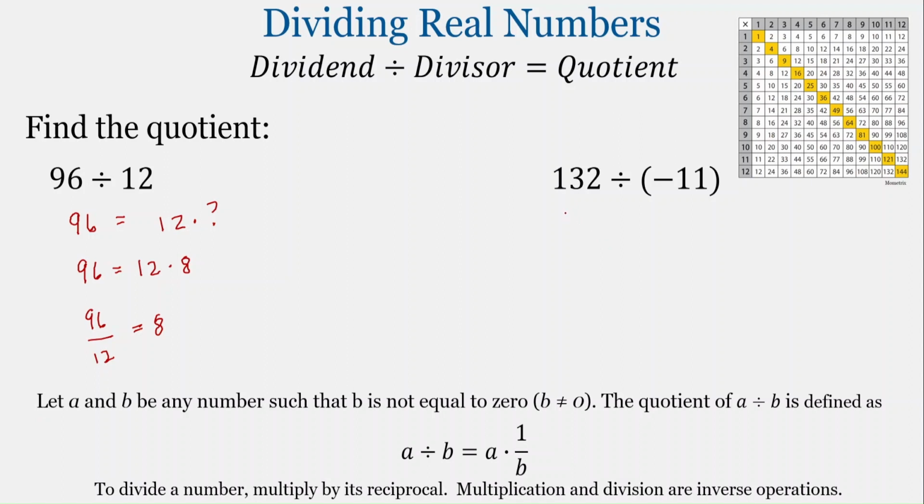In this case, we have 132. Well, that's equal to 12 times 11. So 132 divided by 11 is equal to 12. Now in this case, we're dividing by negative 11. So in order for negative 11 to be equal to a positive 132, this would have to be negative 12. So both of these are going to be a negative number.